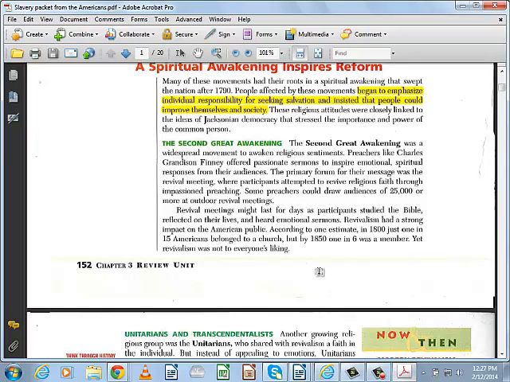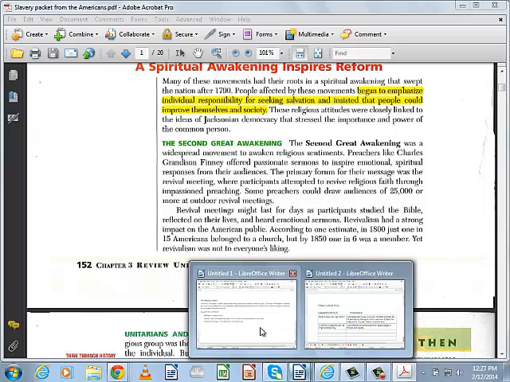Okay, so now I'm going to look at the Second Great Awakening. It was a widespread movement to awaken religious sentiments. And then we have these preachers. The primary form for their message was impassioned preaching, lots of revival meetings. And it says in 1800, 1 in 15 Americans belonged to a church, but by 1850 the number was 1 in 6. So lots of people were getting religious, it sounds like. That's what I'm reading here.